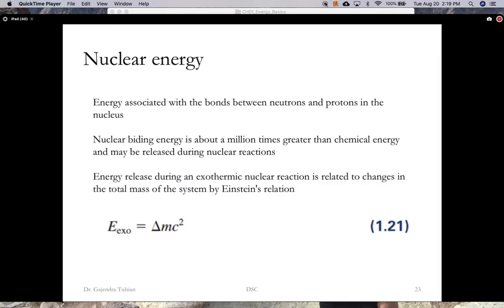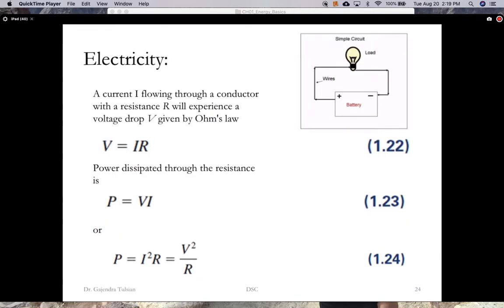In nuclear energy, you're converting mass into energy, and here is Einstein's famous equation that shows the equivalence of mass to energy: energy is mass times the speed of light squared.